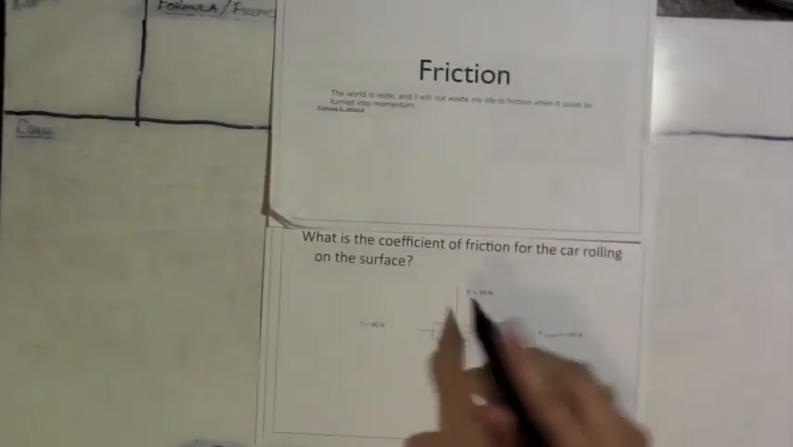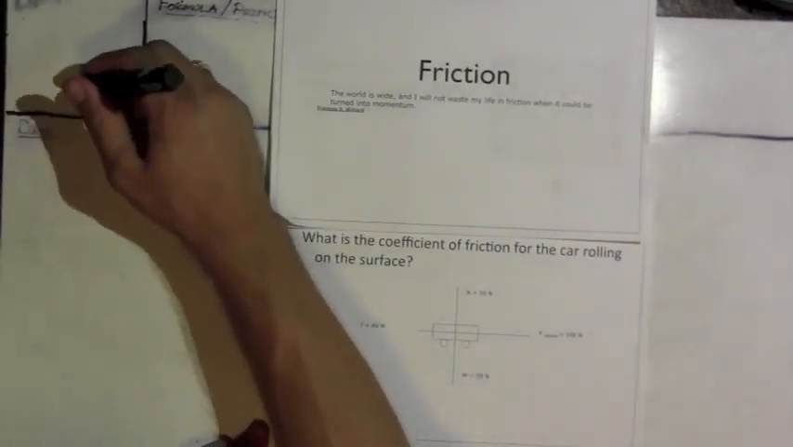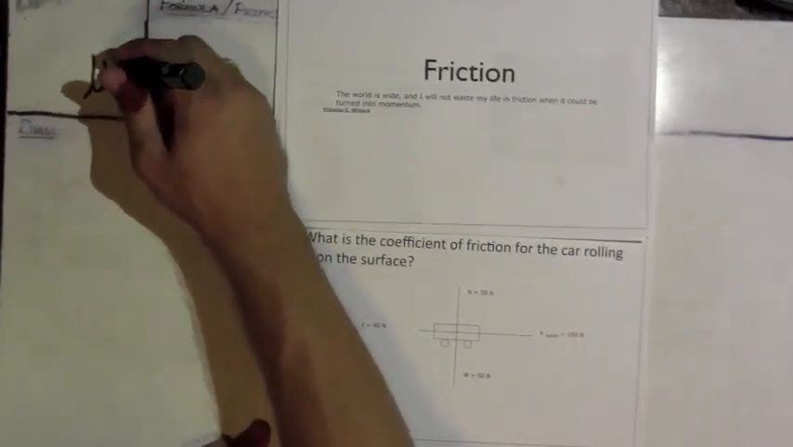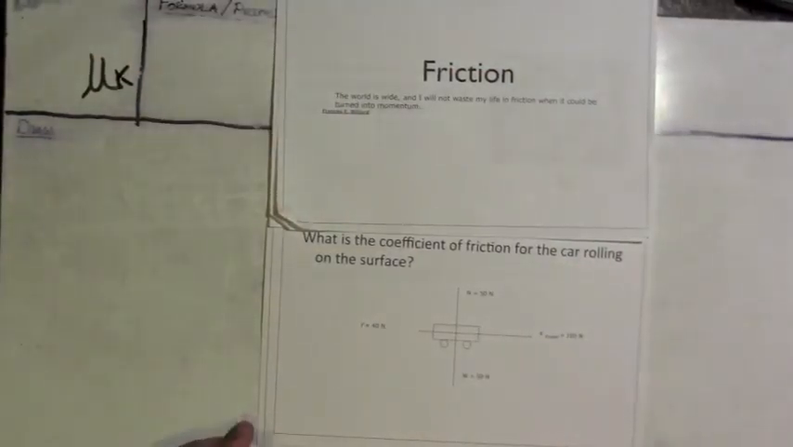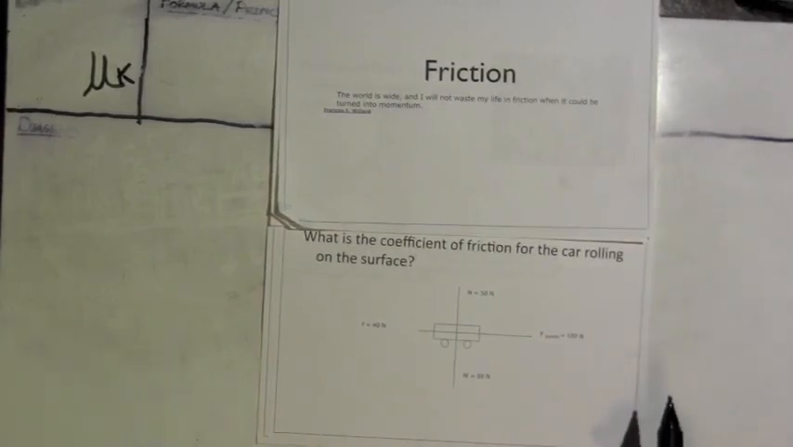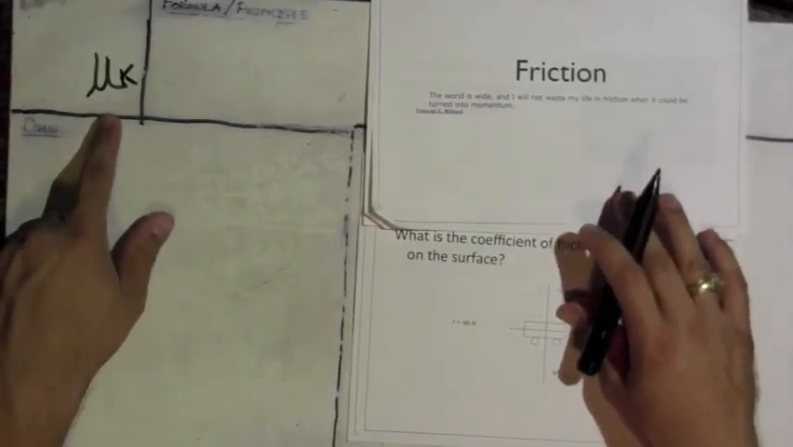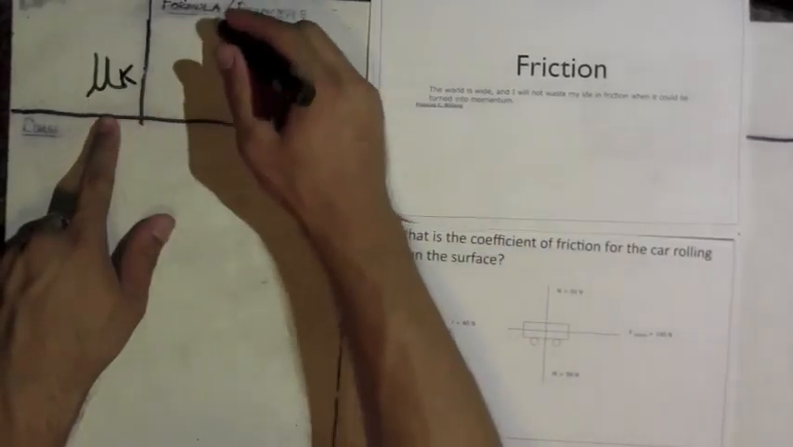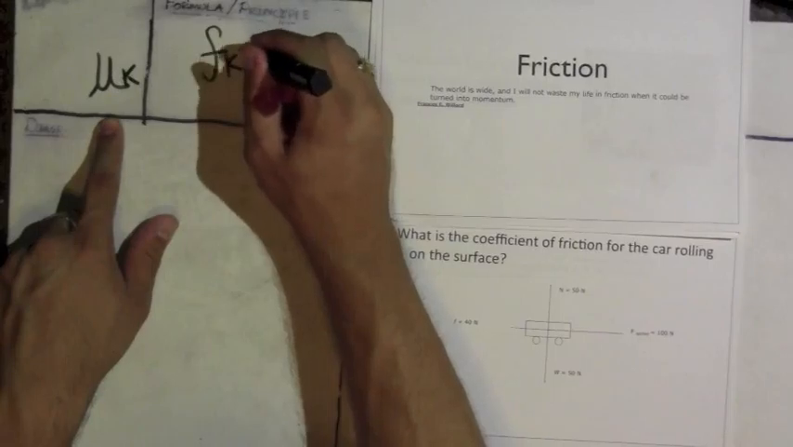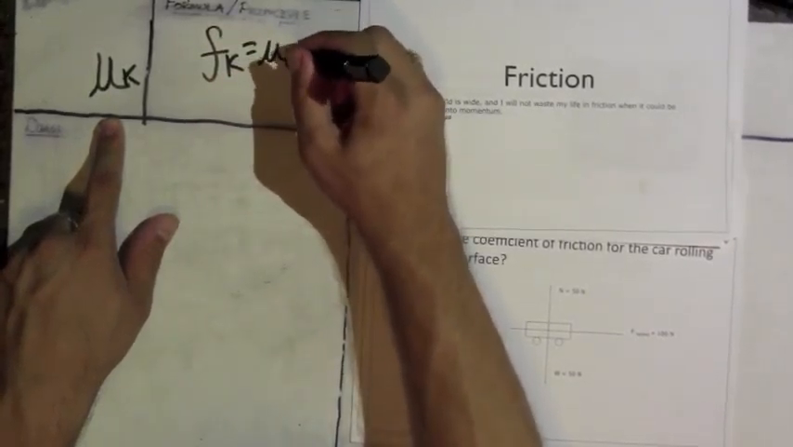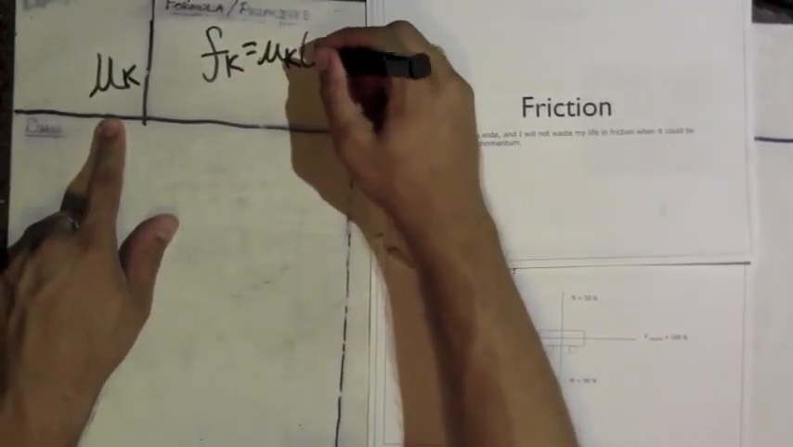So the first thing is you realize you were trying to solve for the coefficient of friction. So I'm just going to say U, and I know it's moving, so I'm going to say K. I know it says rolling, but we're going to go ahead and say that it's kinetic at this point. So I know that in order to solve for the coefficient of kinetic friction, I need to know the frictional force, and then you have the normal force.